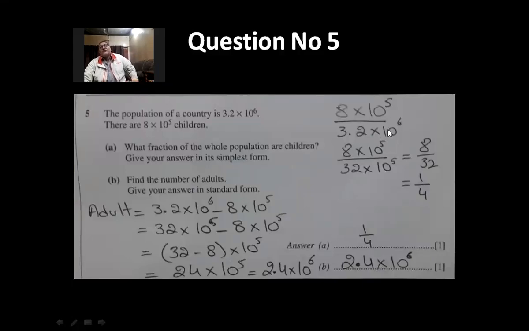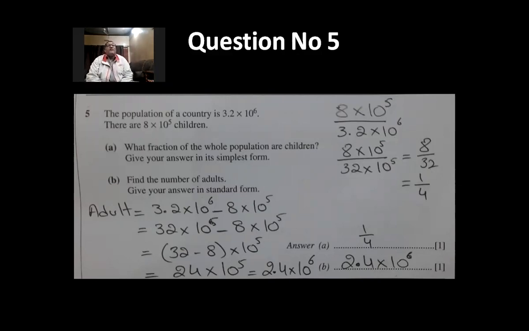So I will give one decimal move to this number, and it will become 32. Here you are left with 10^5 over 10^5, which will be cancelled. You are left with 8 by 32. When you cancel it with the table of 8, how much will be left? 1 by 4. So that is how you do question number 5A.